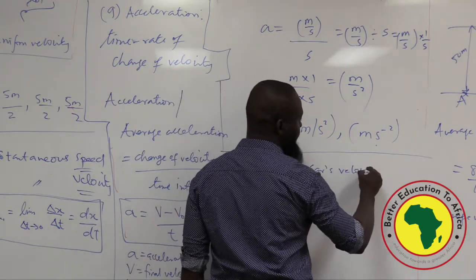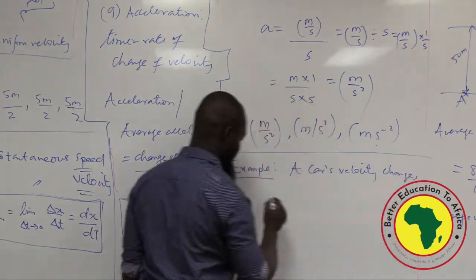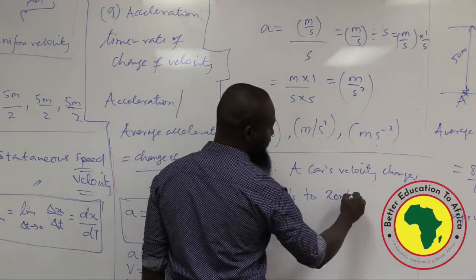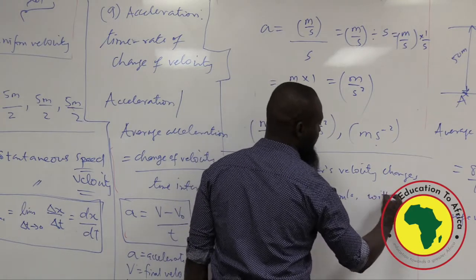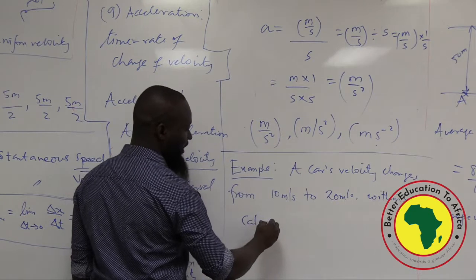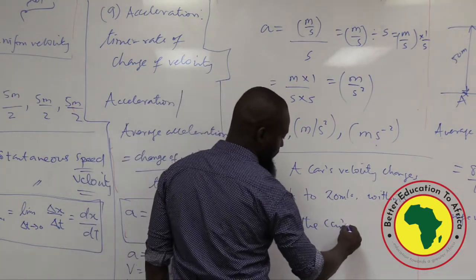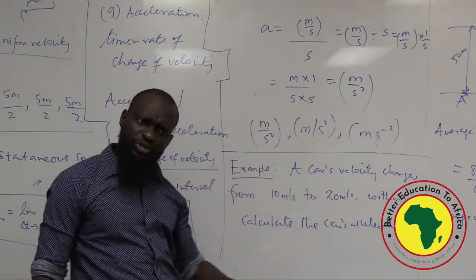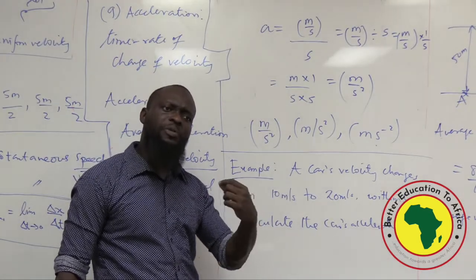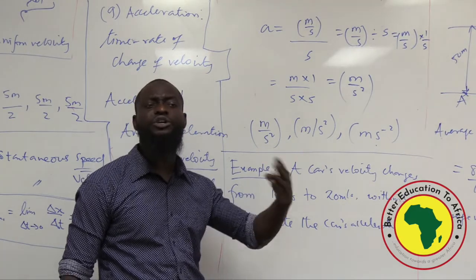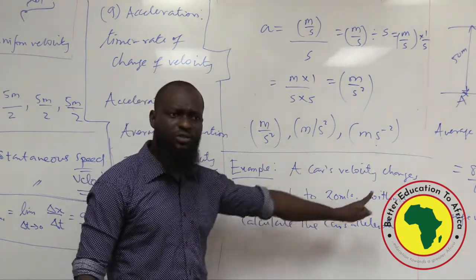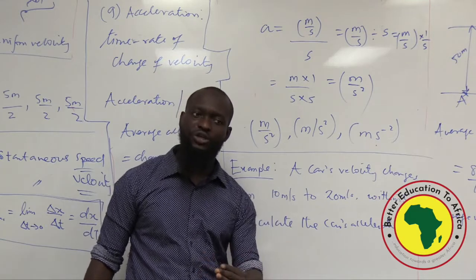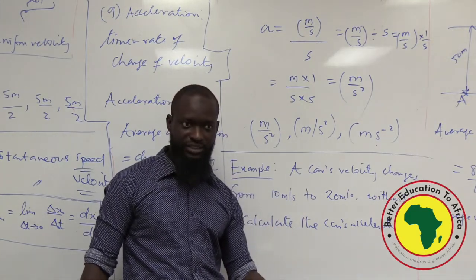Example. A car's velocity changes from 10 meters per second to 20 meters per second within 5 seconds. Calculate the car's acceleration. In most acceleration problems, they give a velocity and don't mind giving the direction. They believe you already understand it comes with a direction. They won't tell you whether north or south. They want you to have that intuition. So just in case you have that loss of information, put it at the back of your head that there is still some direction.